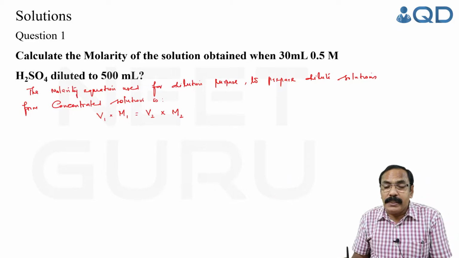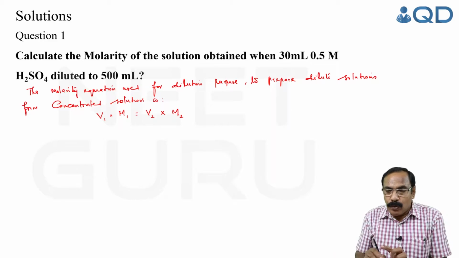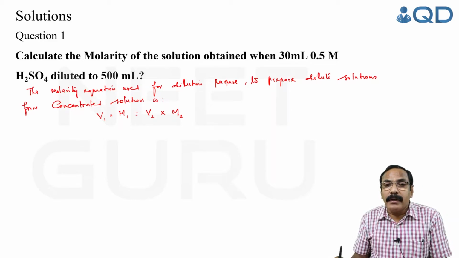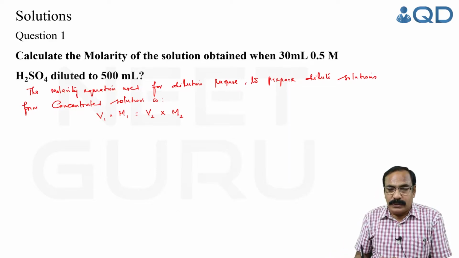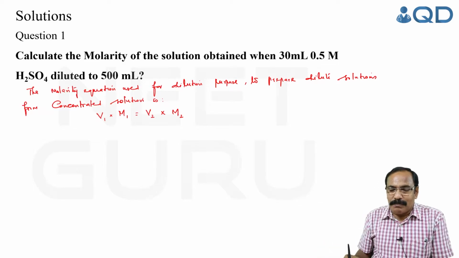Why I am saying this is, in equations you should not use this one. When you compare the volume and molarity of reactants, then you have to divide by the number of moles. This is only for dilution purpose.